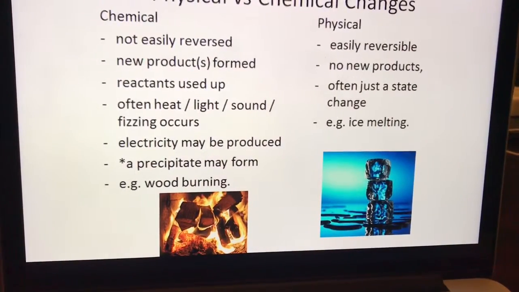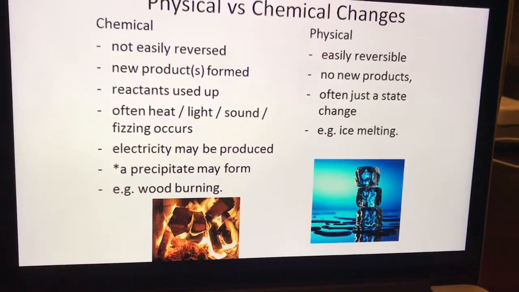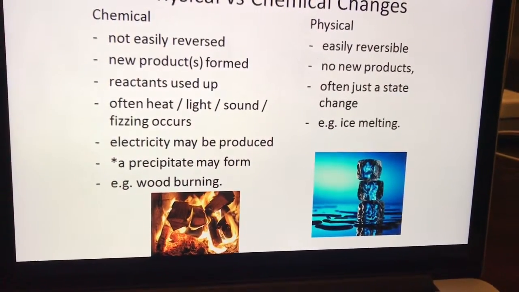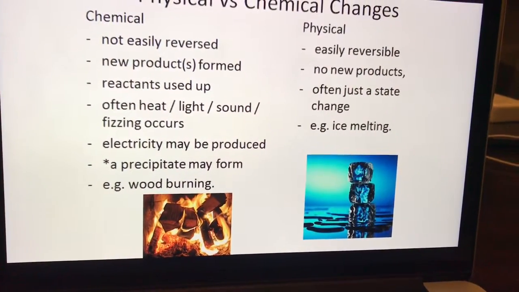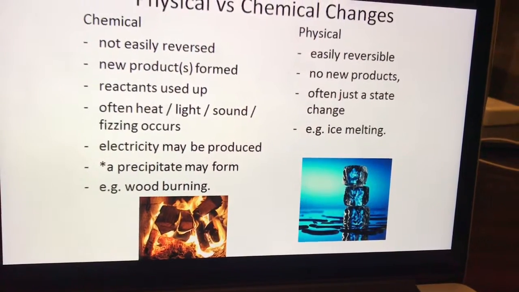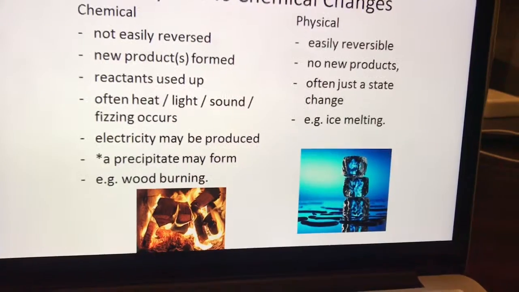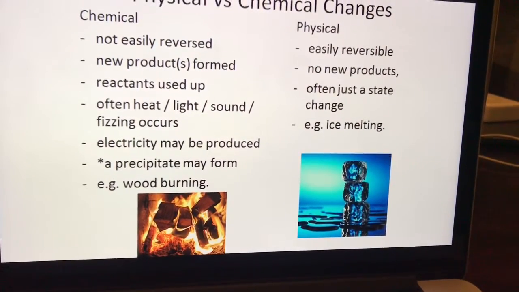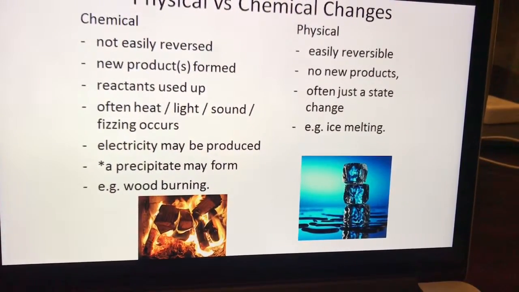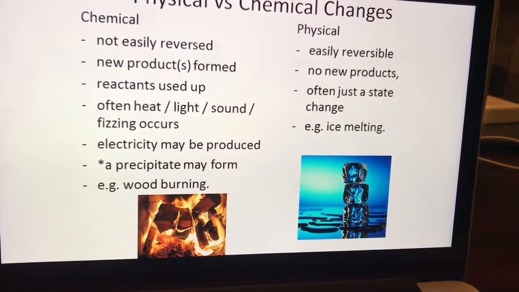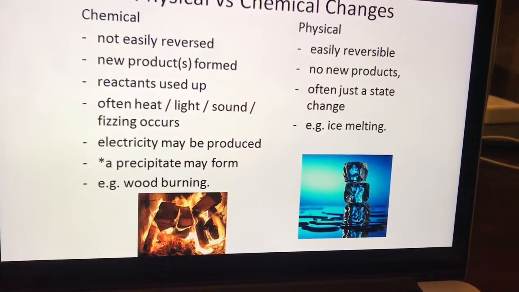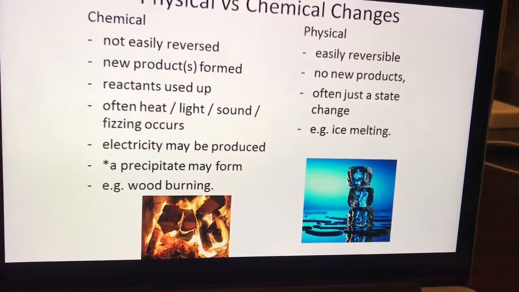We also want to talk about some chemical and physical changes. So chemical changes are not easily reversed. New products are going to be formed. Reactants are used up. Often heat, light, sound, or fizzing occurs. Electricity could be produced. A precipitate may form. Remember, 2 liquids make a solid, it's a precipitate. So a great example of a chemical change would be wood burning.